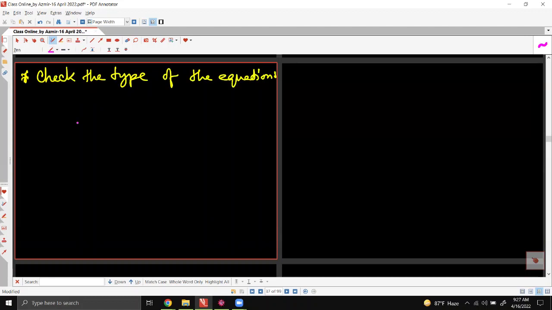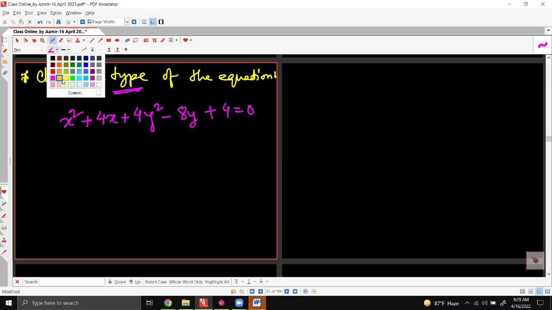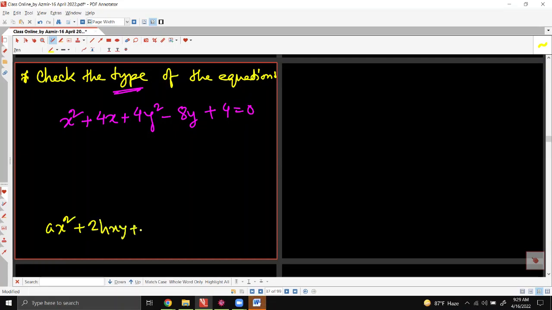The equation is x squared plus 4x plus 4y squared minus 8y plus 4 equals 0. So if we have this equation, then at first we have to understand the type. Is it parabola, ellipse, hyperbola? We have to think about again the general equation of second degree: ax squared plus 2hxy plus by squared plus 2gx plus 2fy plus c equals 0.